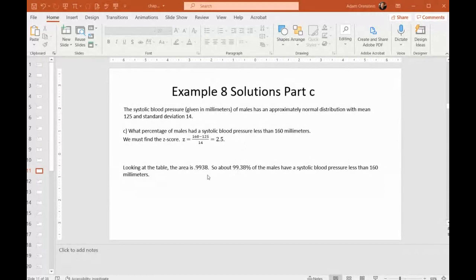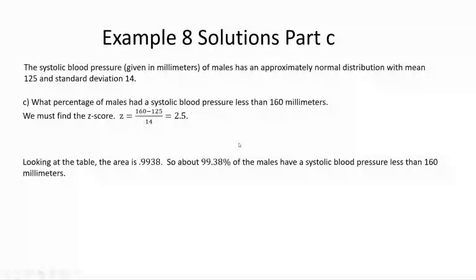So it's 0.9938. Because of that, that tells us that about 99.38% of all males have a systolic blood pressure less than 160 millimeters. In other words, 99.38% of the data values, approximately that much, is less than 160. Any questions on that?